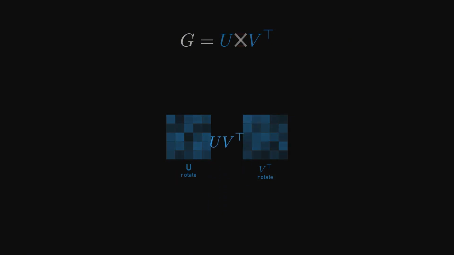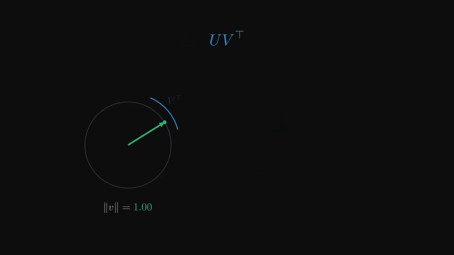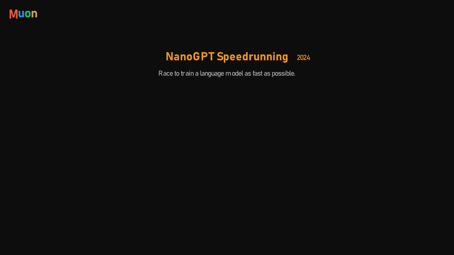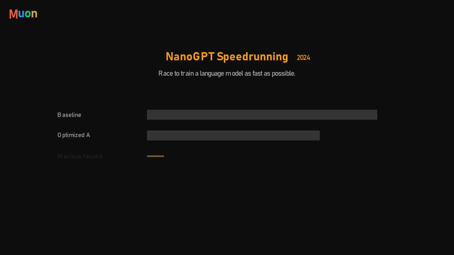What's left, UV transpose, is a product of two rotations, which is itself a rotation, and a rotation can reorient vectors but never change the length. Put a unit vector in, get a unit vector out. In SVD terms, every singular value of UV transpose is exactly 1, not because we set them by hand, but because that's what pure rotation, no stretching means. This is Muon, written by Keller Jordan and published openly in the year 2024. Not in a journal, but for a community speedrunning NanoGPT training, and it broke the record.